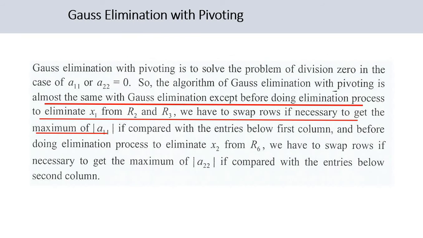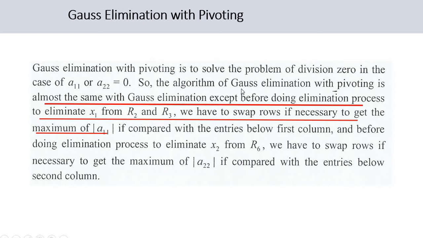For this class, we will focus on the Gaussian elimination method with pivoting. The Gauss elimination method with pivoting solves the problem of division by 0 in the case when A11 or A22 equals 0. That is the main criterion.